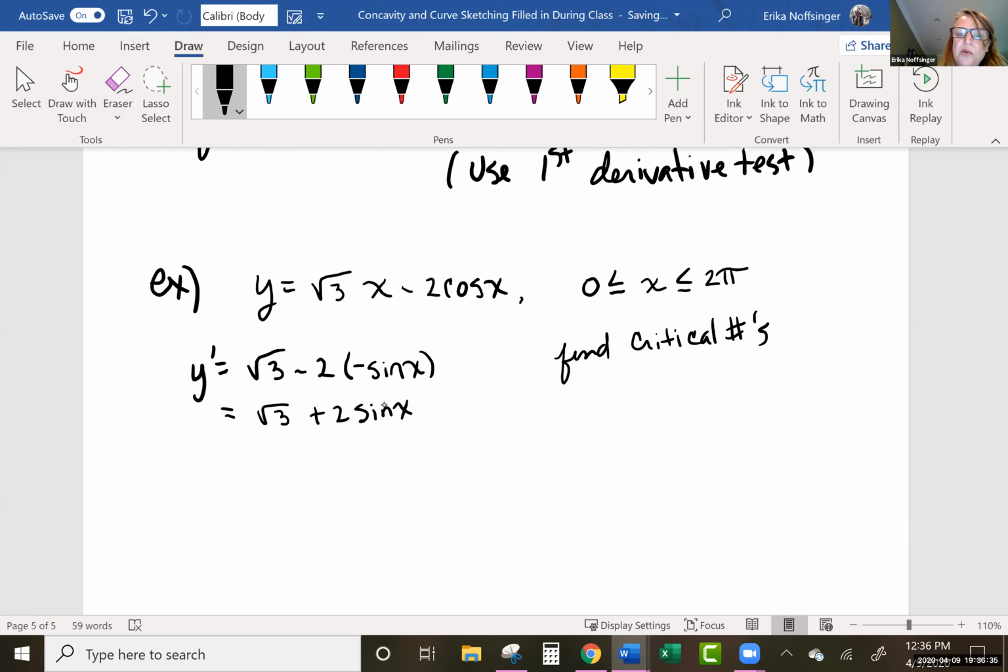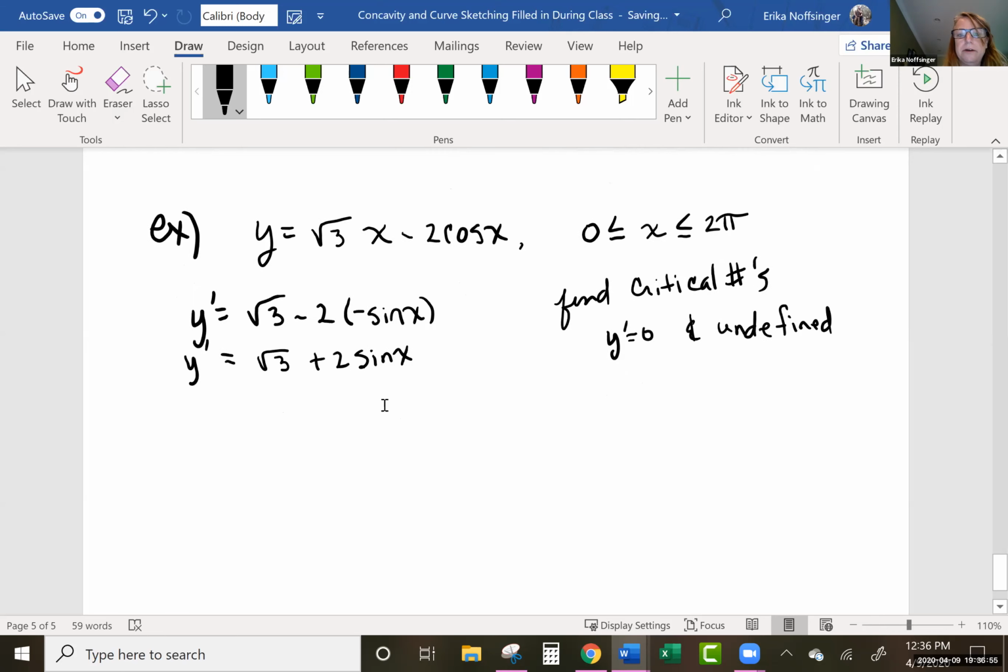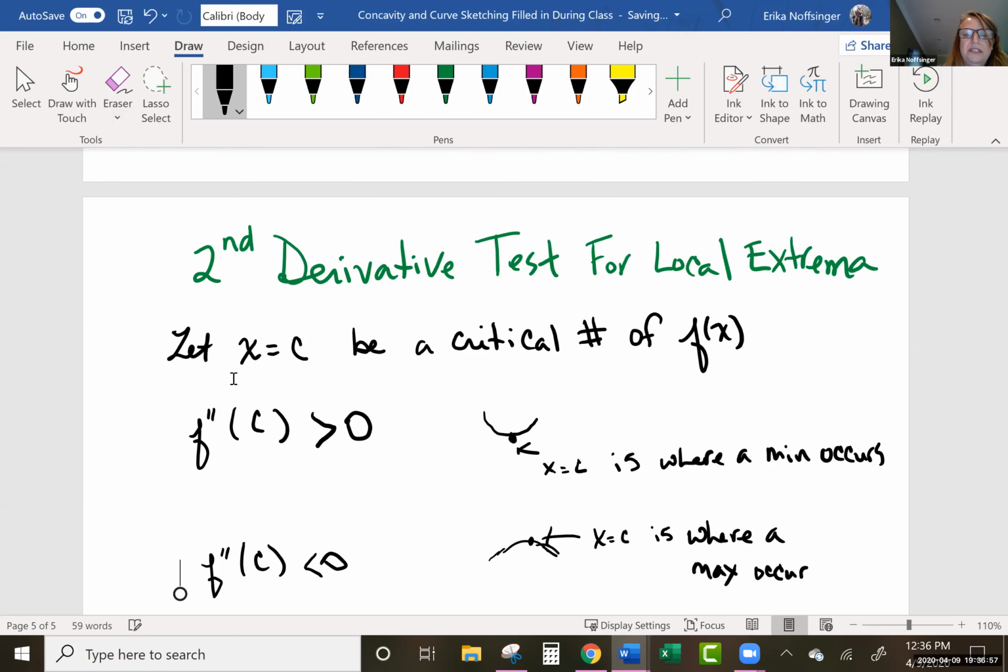And so again, we need to look at when our derivative is equal to 0 and undefined. But same reasoning as with my original function, I can say that this is defined everywhere. And so I'm just worried about when is root 3 plus 2 sine x equal to 0.